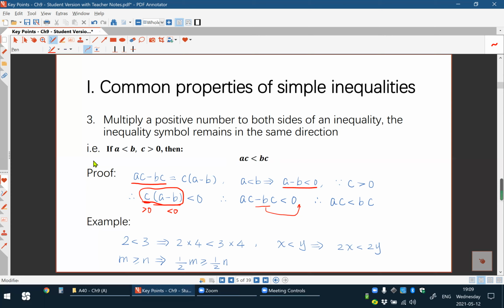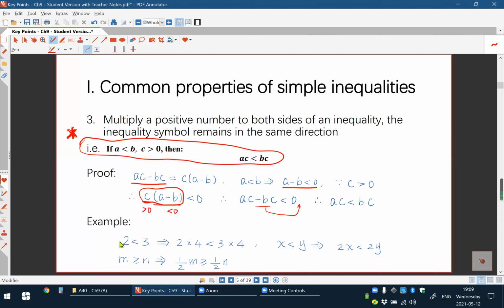Okay, so I must say that all the proofs and explanations are to help you understand this property. The key is you need to remember this property in your brain, okay? So these are the most important points.